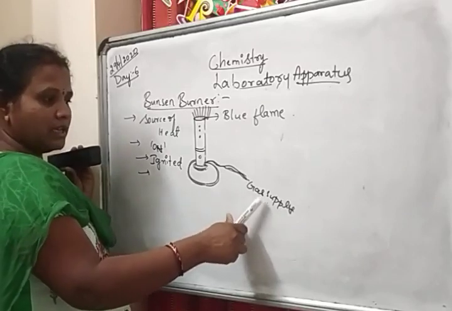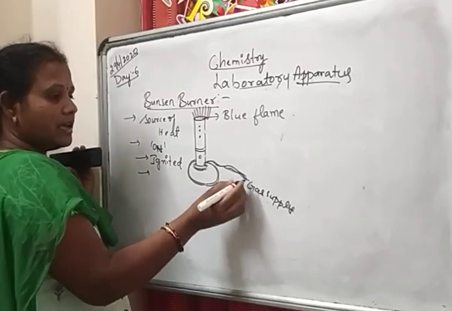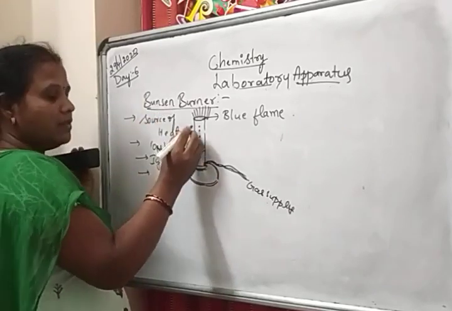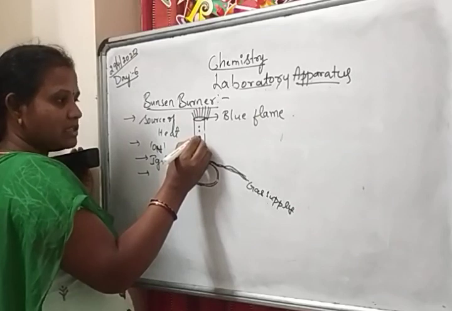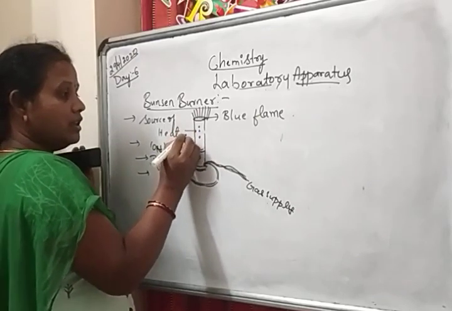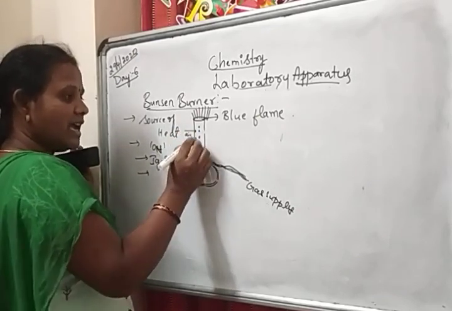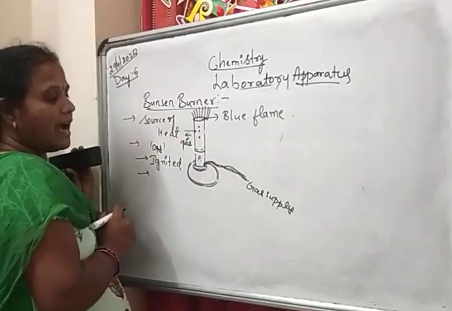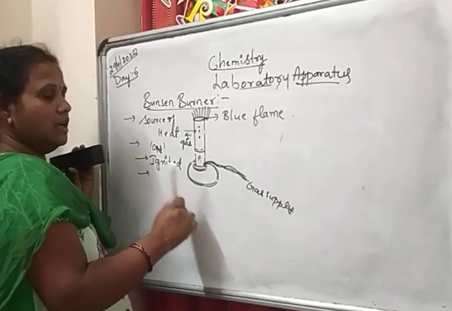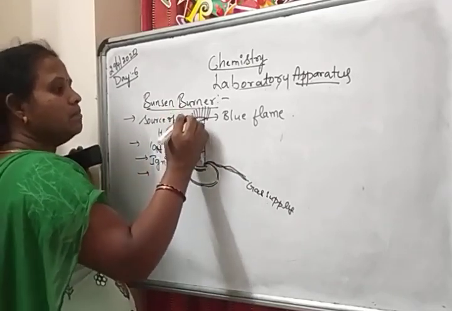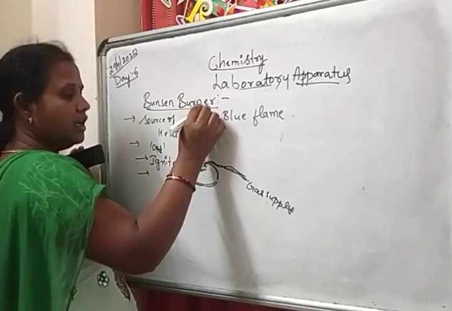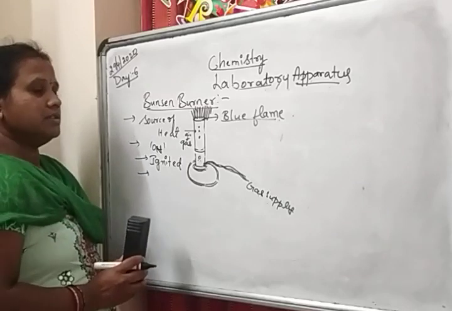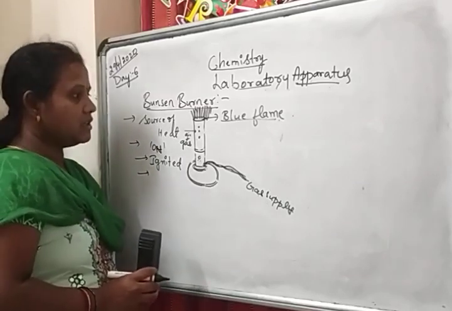When the gas supply is on, the gas rushes into the Bunsen burner, and there are air holes, and through these air holes the air enters. The gas and the air react with each other, and when the Bunsen burner is lighted, it gets ignited and burns with a blue flame. Here, children, so this is the use of the Bunsen burner.